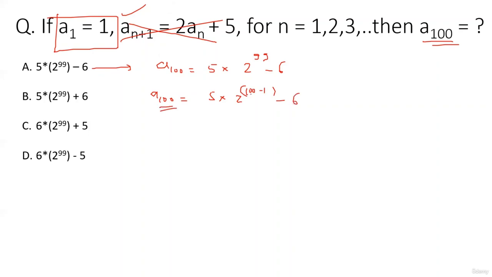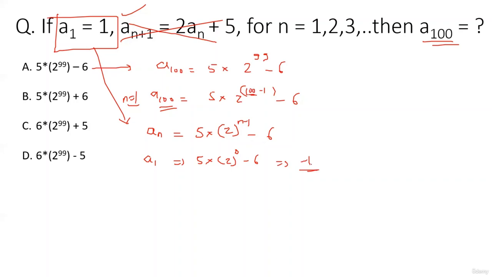So if the 100th term is this, guys, we can say that the nth term will be 5 into 2 raised to n minus 1, minus 6. Now if we put n equal to 1 in this, what should we get? We should get the value 1, right? So when you put n equals 1, you will have 5 into 2 raised to 1 minus 1, which is 0, minus 6. 5 into 2 raised to 0 is 5 into 1 minus 6, which is minus 1. But we wanted 1, right? So that means option A is ruled out.